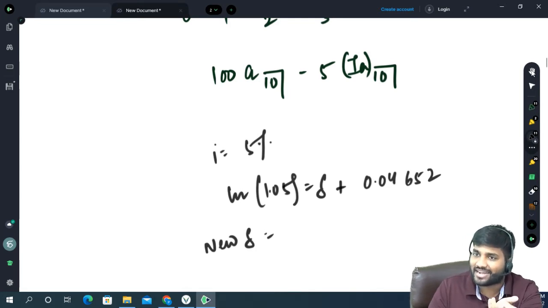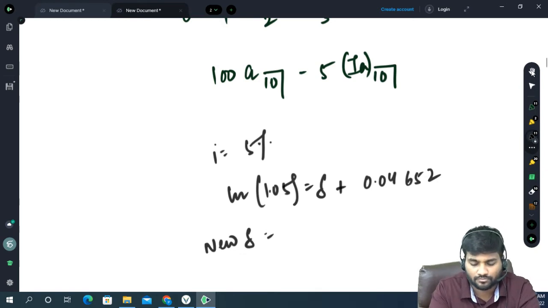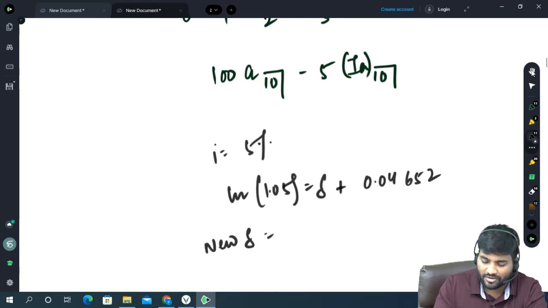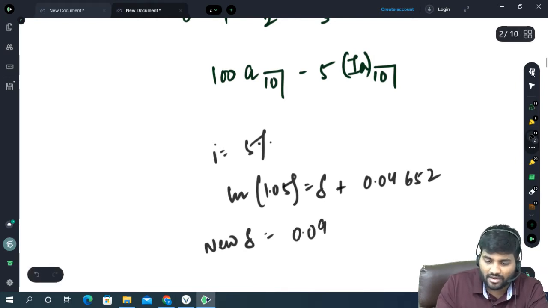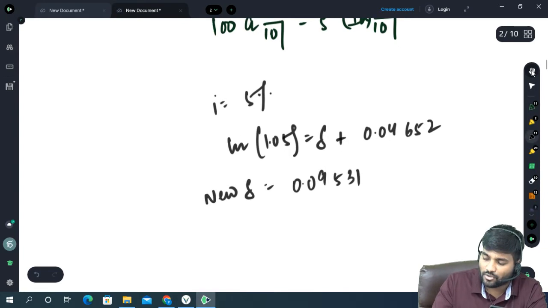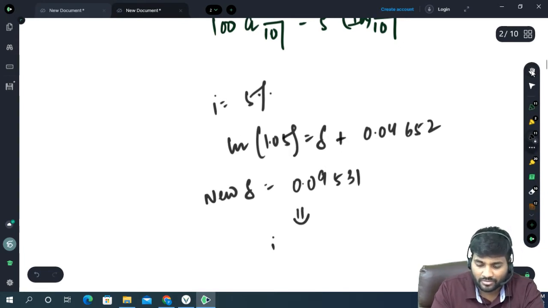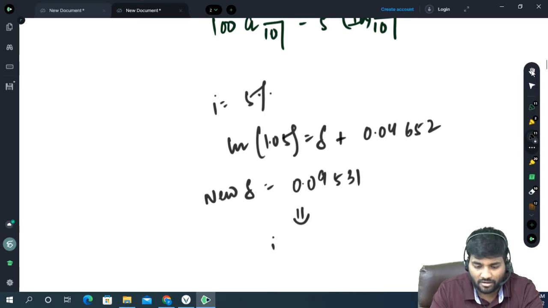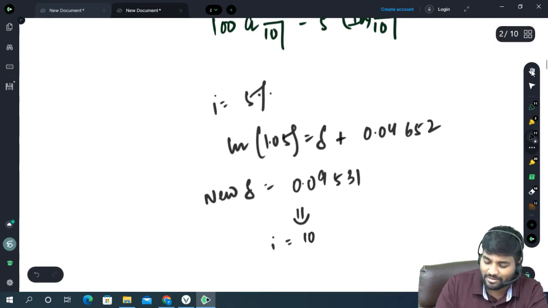ln 1.05 is the current delta. We will add 0.04652. How much is it? So our new delta is 0.09531, and for this new delta we need to basically calculate i. So e to the power this is what? 1.0999. Basically i is 10%.